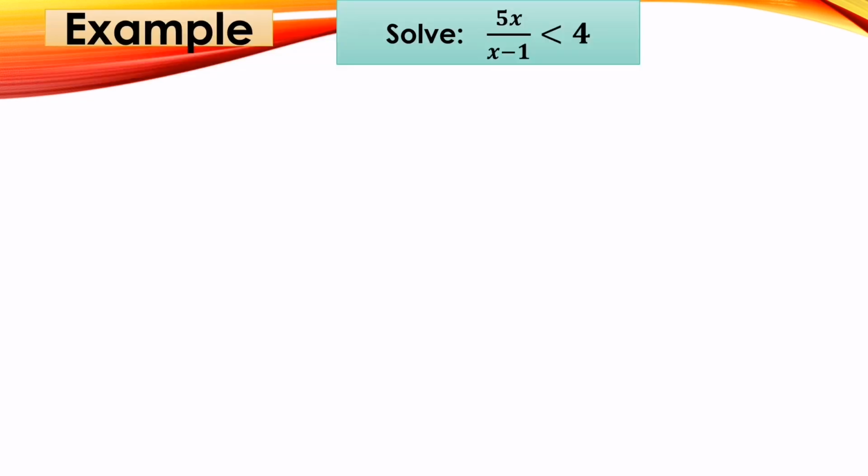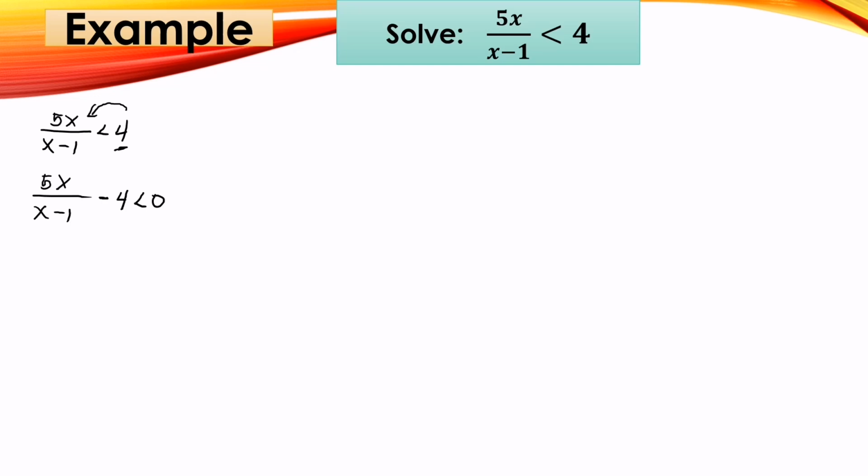So let us have an example. 5x over x minus 1 is less than 4. Step number 1, you need to write this into general form. Paano? By transposing this positive 4 to the left side. So 5x over x minus 1, from positive 4, magiging negative 4, is less than 0.